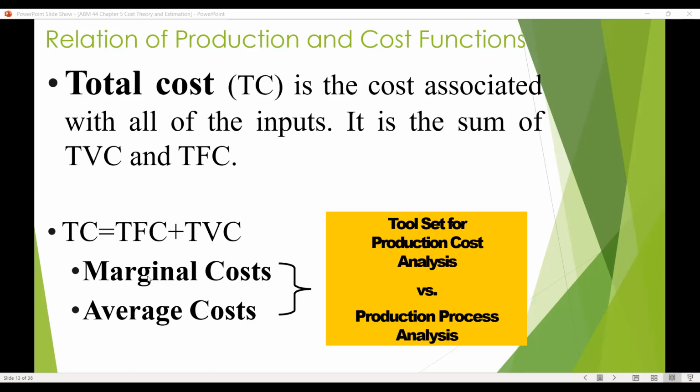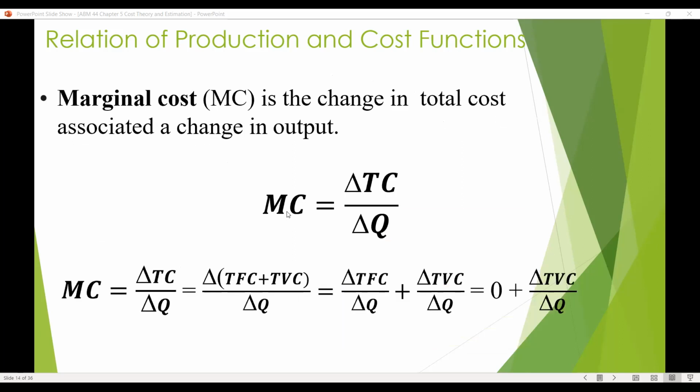So we also have marginal and average cost. This is under total cost, and these two costs have this interpretation. It's a tool set for production cost analysis versus production process analysis. Most of the time, total cost includes marginal cost and average cost. Marginal is per unit, while average is as a whole, the sum total of the cost there. So that is marginal and average cost.